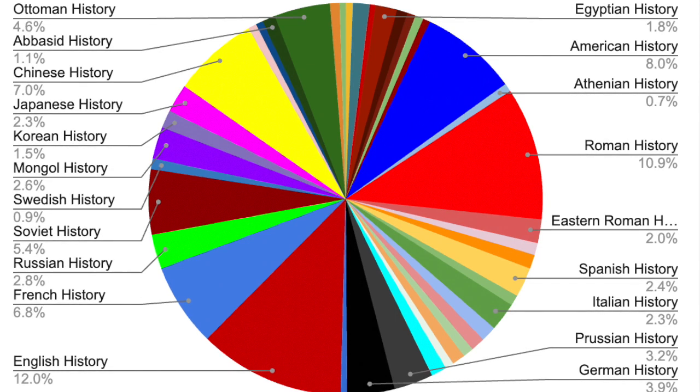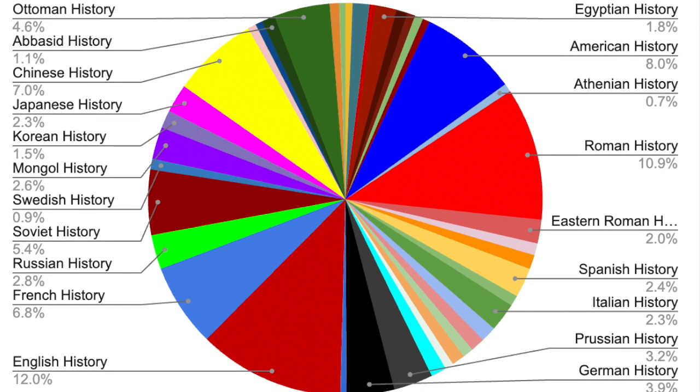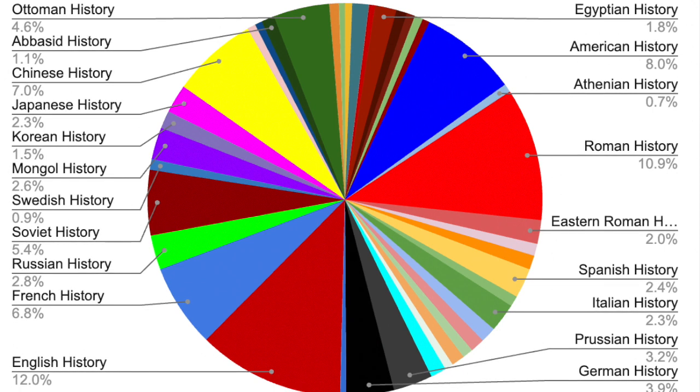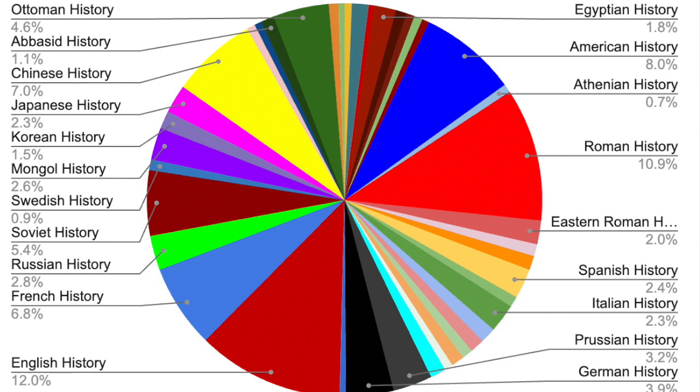And then we get into smaller groups. So what sort of surprised me, Ottoman history actually was the next largest category, with Ottoman history covering 4.6%. After the Ottomans, then you get the Germans. German history covered 3.9%. But again, Prussian history covered 3.2%. So that's why if you combine them, it gets higher. But I was doing each individual country.